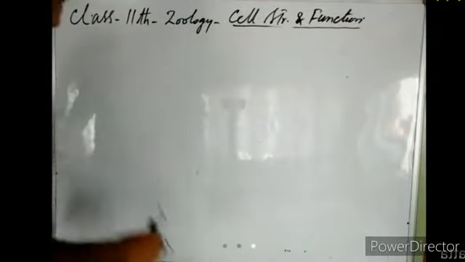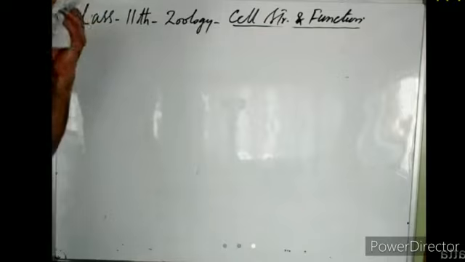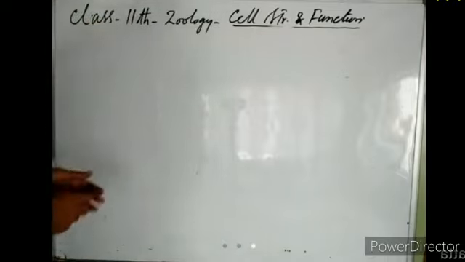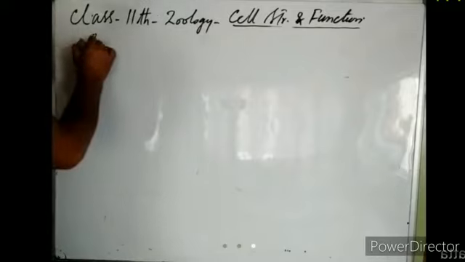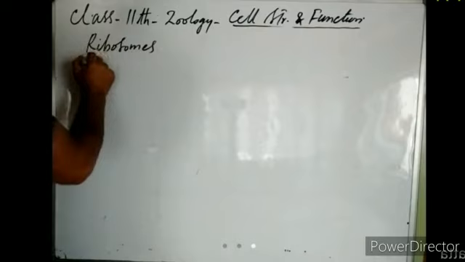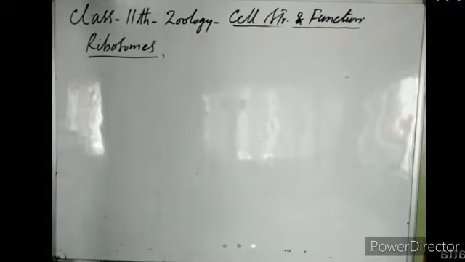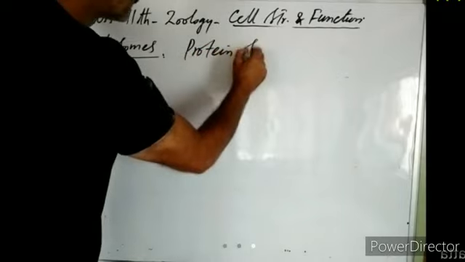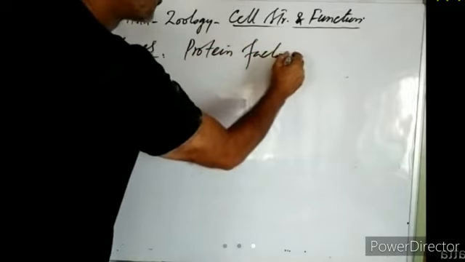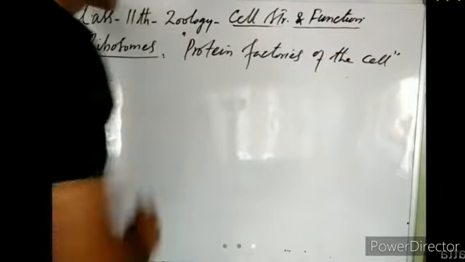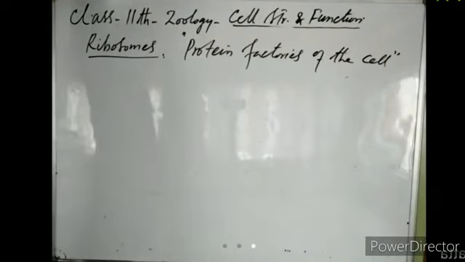After Golgi bodies, we are going to discuss ribosomes. Ribosomes are commonly known as protein factories of the cell.